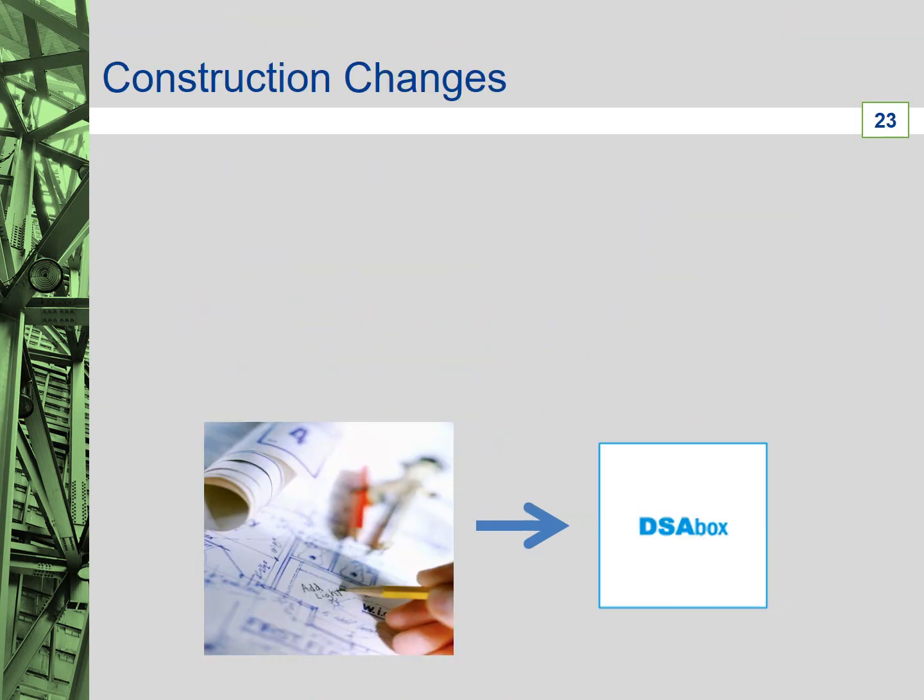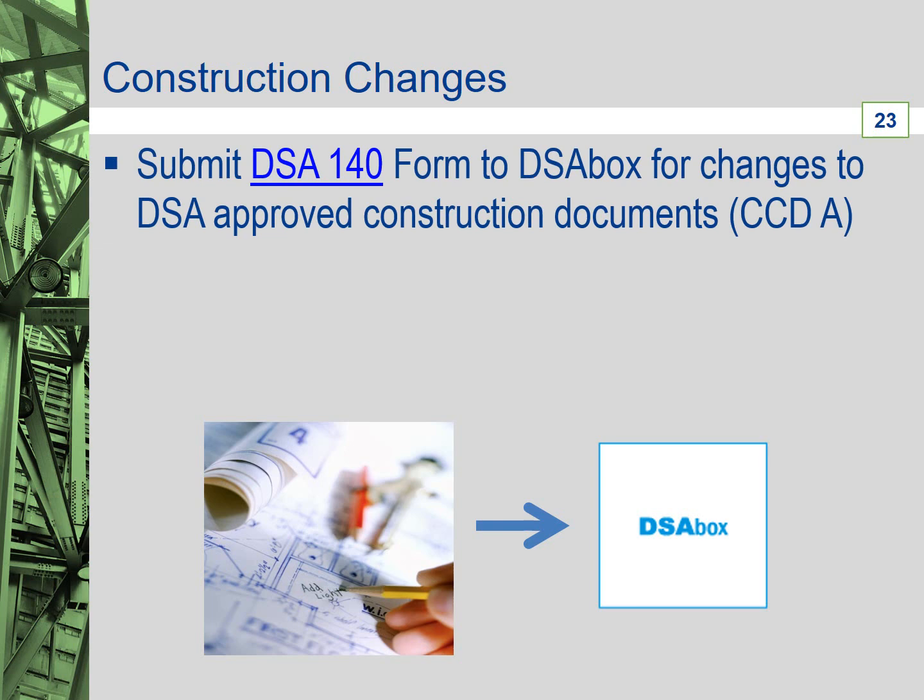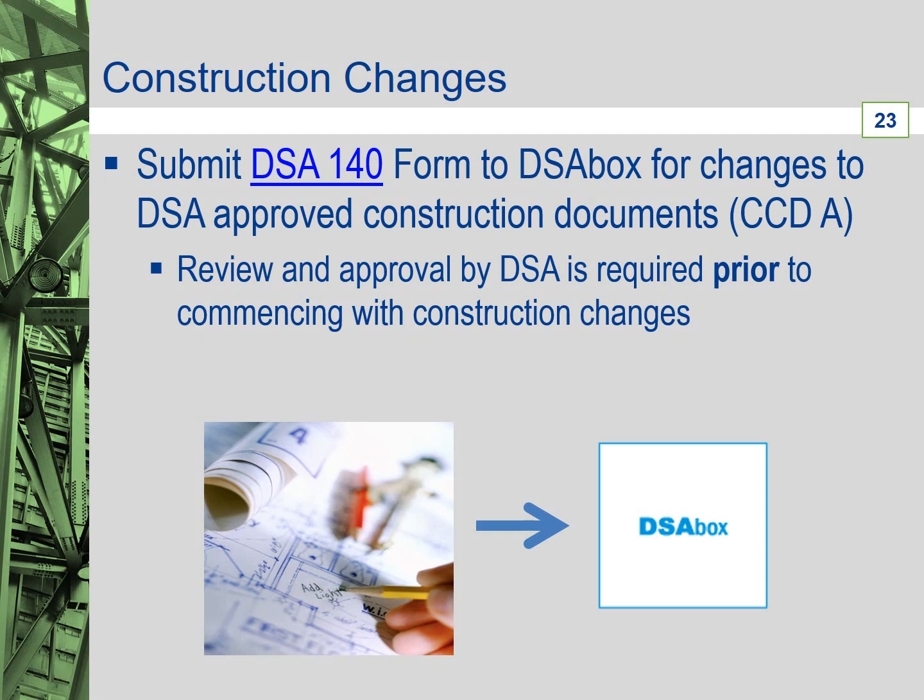The design professional shall obtain DSA approval for all changes to the DSA approved construction documents relating to structural, fire and life safety, and accessibility portions of the project. DSA review and approval is required prior to commencement of the work by submitting an application for approval of construction change document, CCD Category A, using the DSA 140 form. Category A CCDs affect structural, fire and life safety, or accessibility portions of the work.